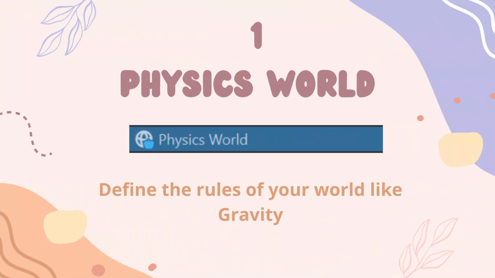We have 4 components to simulate physics in Lens Studio. The first one is physics world. What do we do with the physics world? We define the rules of your world, such as gravity. Okay, I will show you.